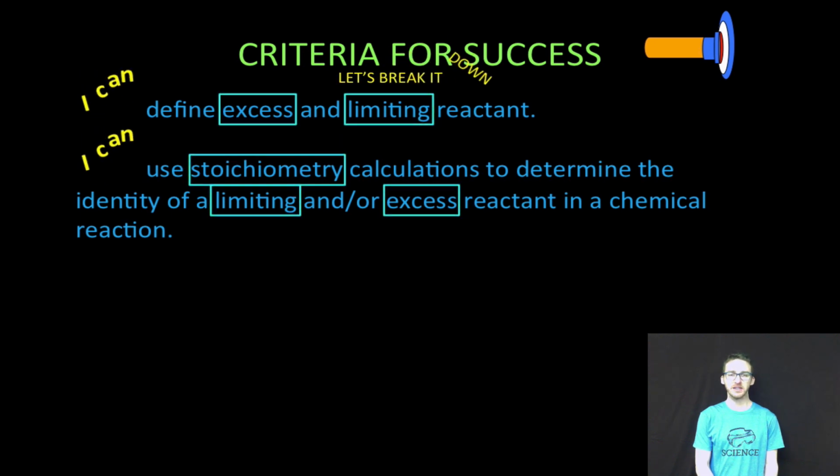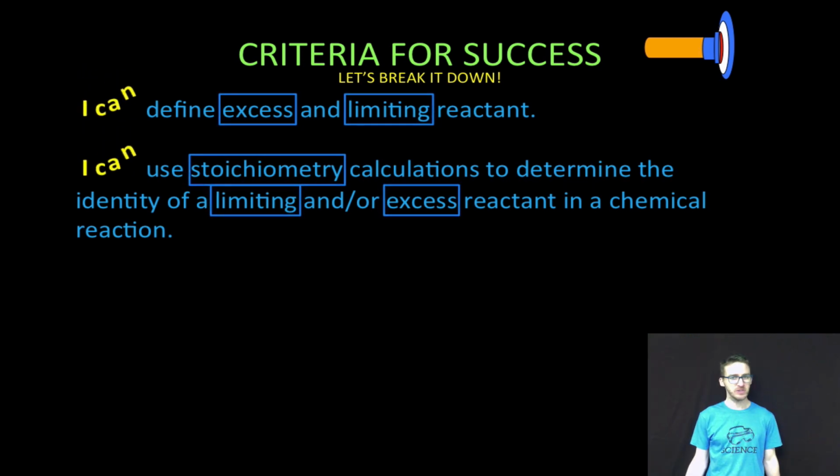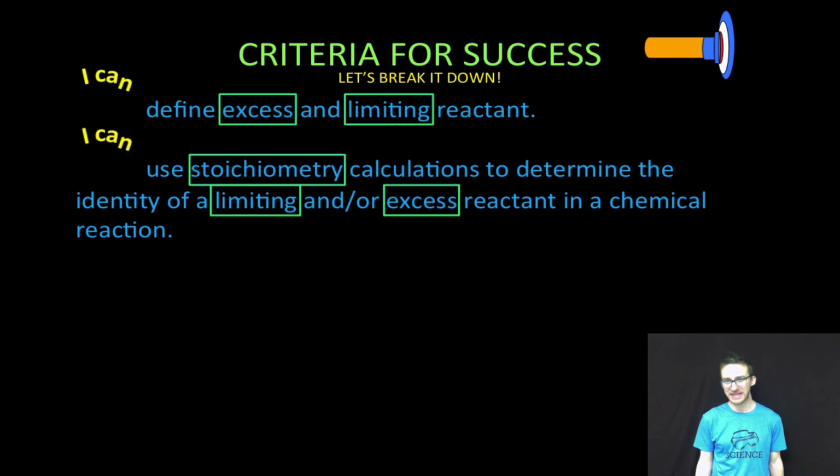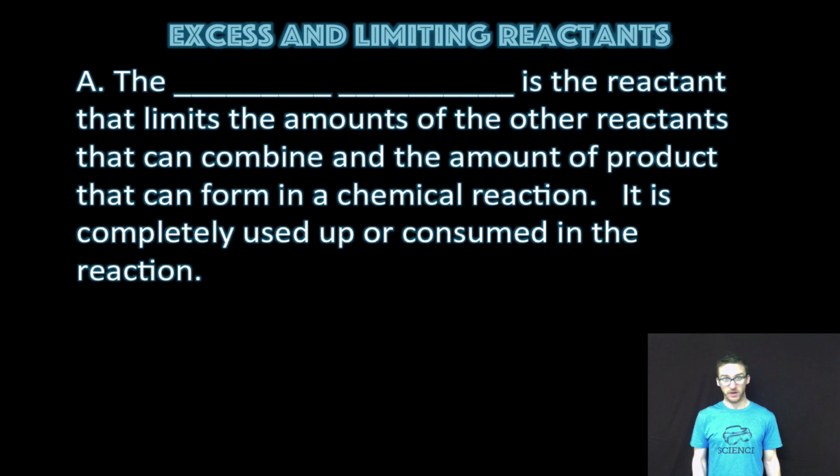Two big things you want to be able to do. 1. Define what an excess and limiting reactant are. 2. Use some stoichiometry to determine the identity of a limiting or excess reactant in a chemical reaction. Oh, I can't wait! Alright, so first thing we need to do, some definitions.